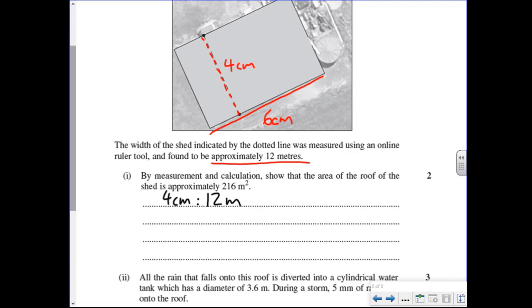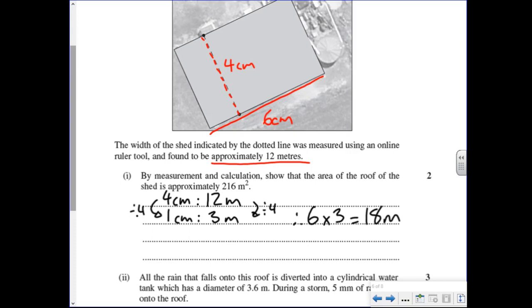Once we've got that, again like I said in the video, we want to change that to be 1 centimeter. Scales aren't very useful unless they're in a singular unit. So here we divided by 4, which means we also need to divide that by 4. So it gives me 3 meters. Now we have 1 centimeter equals 3 meters, therefore the width, which I've measured there, is 6 centimeters, so 6 times 3 equals 18 meters. So the length, the width, whatever you want to call it, is 18 meters.